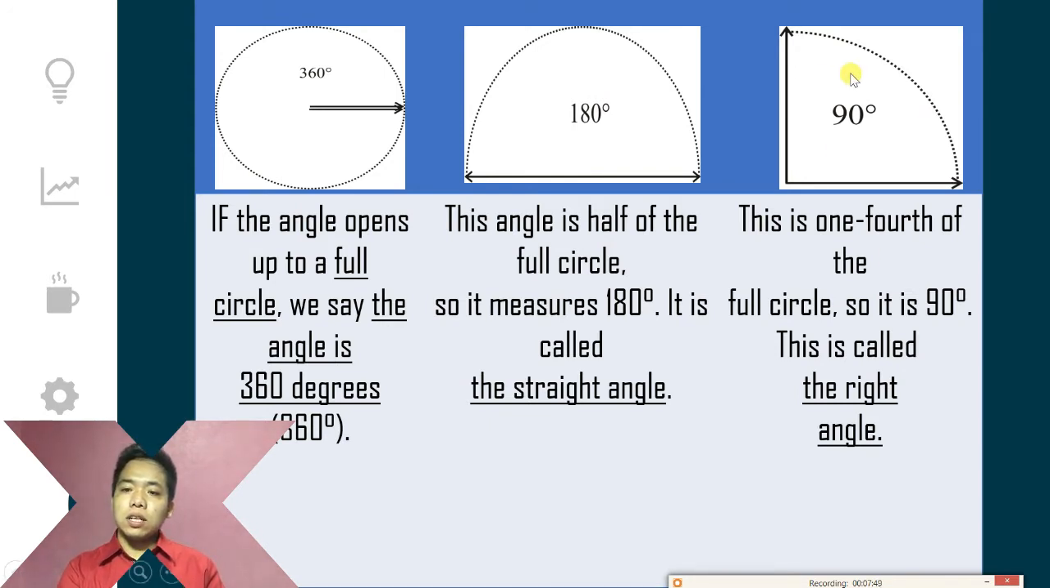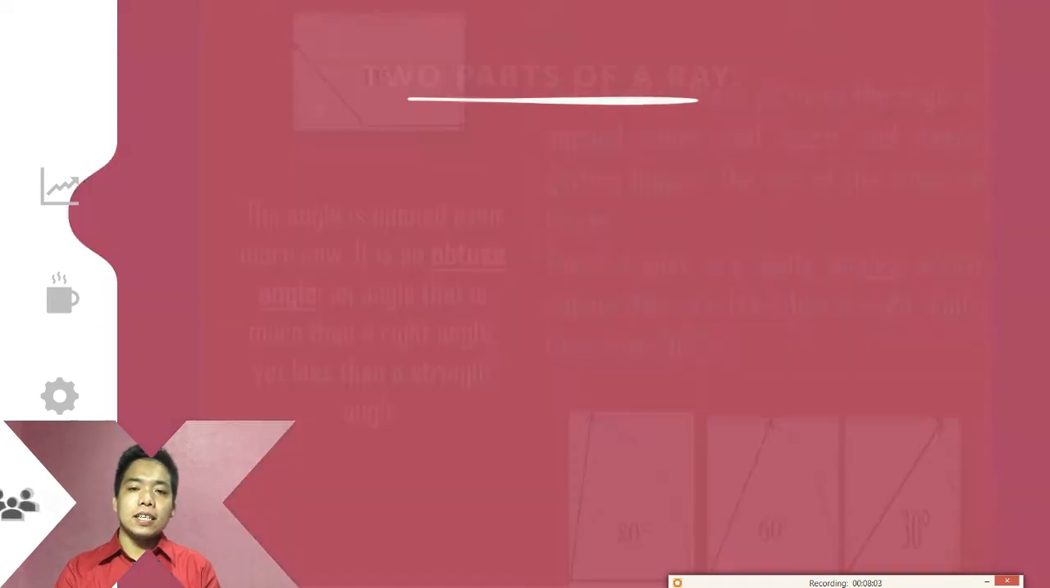And this third one is 1/4 of a circle and half of a straight angle. This is what we call the right angle, measuring 90 degrees. Okay, next.